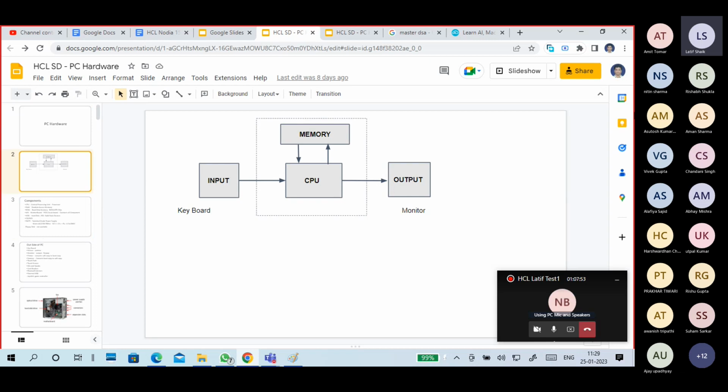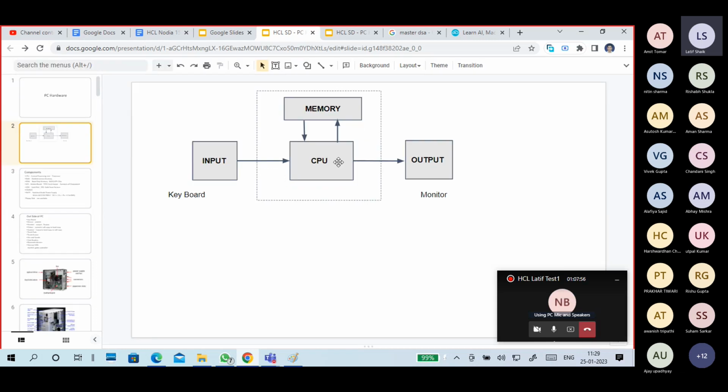Guys, this is the basic block diagram of a PC. Earlier days, in the middle we have a CPU and there is a memory connected to the CPU. And we are giving input from an input device to the CPU. The CPU processes it. If required, it will store in memory, or if it requires any data from memory, it retrieves from memory. And once the process is completed, it will give an output. This block diagram will change later, but we will see the components one by one.